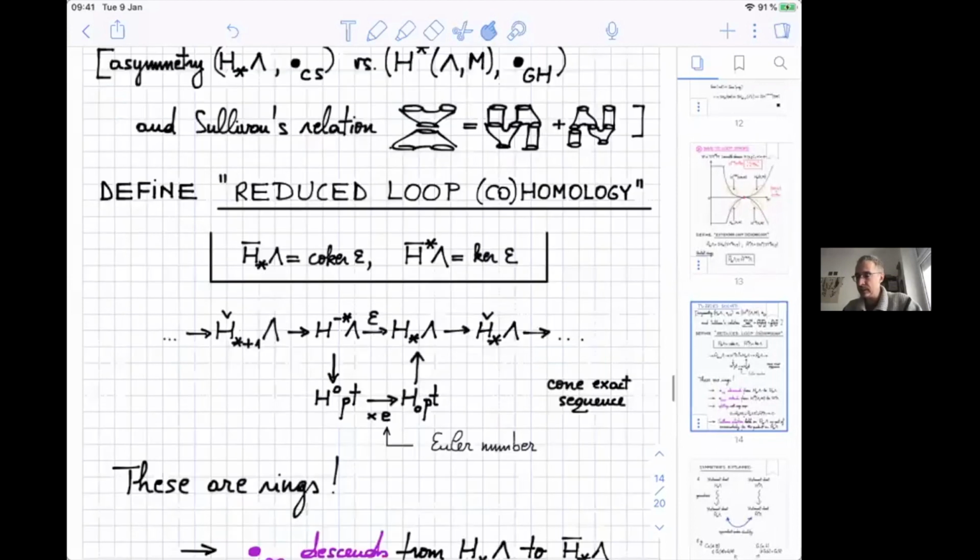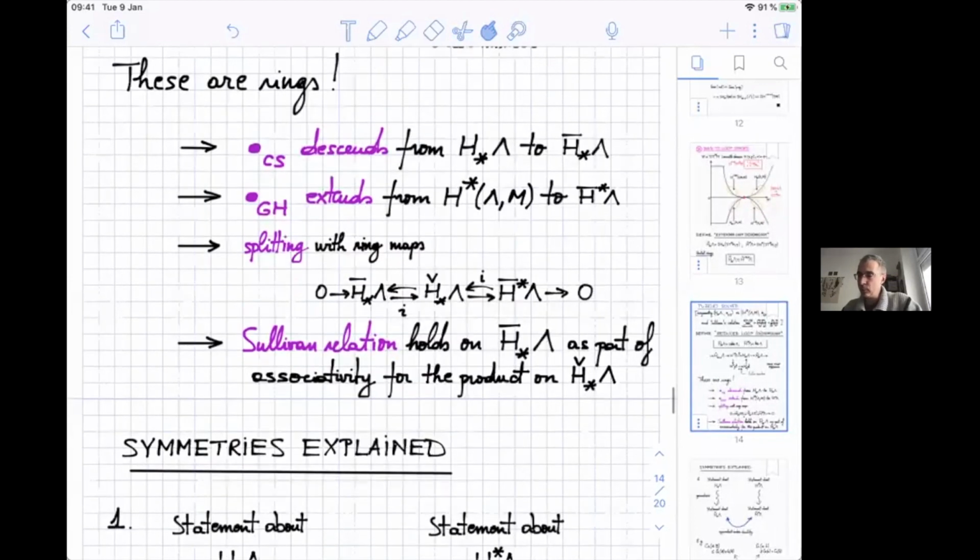So part of our results is that these are rings. The Chas-Sullivan product descends to the quotient by that multiple of the point, the Euler characteristic times the point. The Goresky-Hingston product extends from relative cohomology to this reduced cohomology. There's a splitting, so inside this big extended object, we see the reduced objects as sub-rings. And this means that if the Euler characteristic is 0, say if the manifold is odd dimensional, then we genuinely see the whole Chas-Sullivan ring and Goresky-Hingston ring inside this big object.